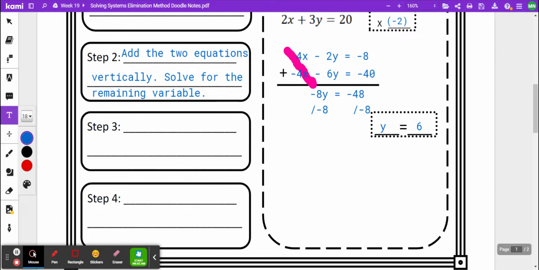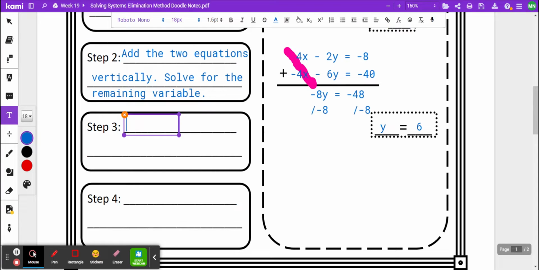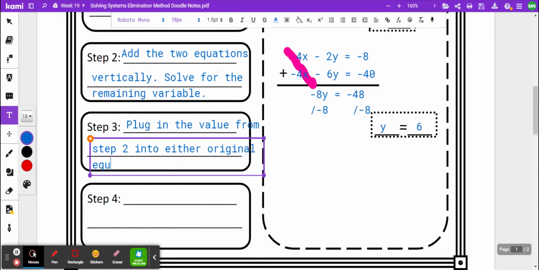Okay, step 3. Step 3 is the same as if we were using substitution. We don't need to eliminate twice. We eliminated the first time to find one of the missing variables. Now we can just plug in or substitute the value from step 2 into either original equation, and solve for the remaining variable.